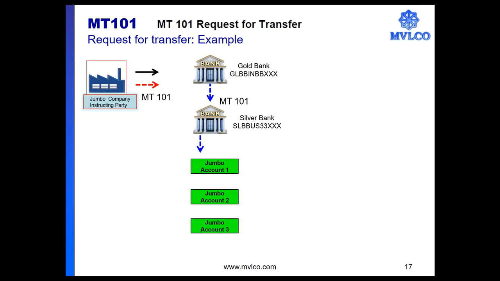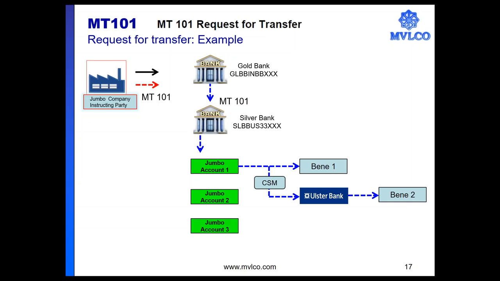It can be used to order the movement of funds from Jumbo's account at Silver Bank to somebody else. So it can be ordered that out of account number one, make the payment to beneficiary one. We can also order simultaneously that you pay more than one beneficiary, one at your bank itself, that is beneficiary one, and another beneficiary at Ulster Bank, beneficiary two, make both these payments. So in the 101, I could have multiple payment instructions, beneficiary one as well as beneficiary two.